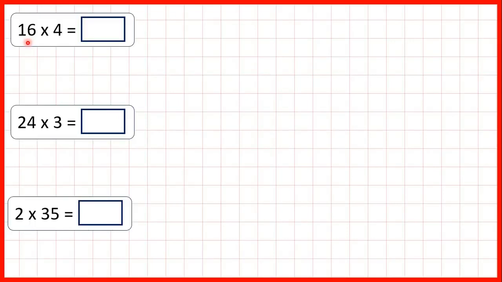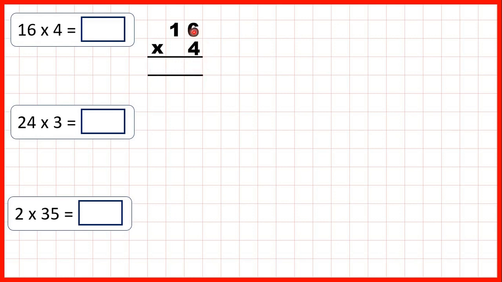Let's multiply using short multiplication. First, we have 16 times 4. So we can set the question out like this, with our two-digit number on top. But unlike with expanded multiplication, here we only need one answer line.